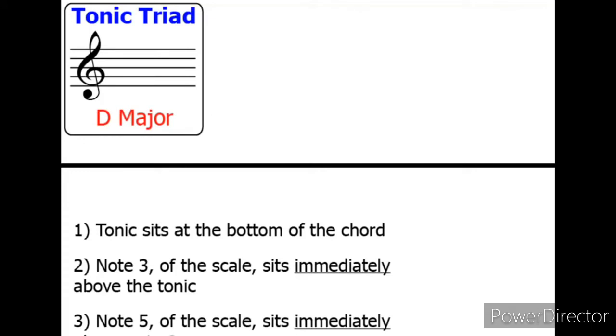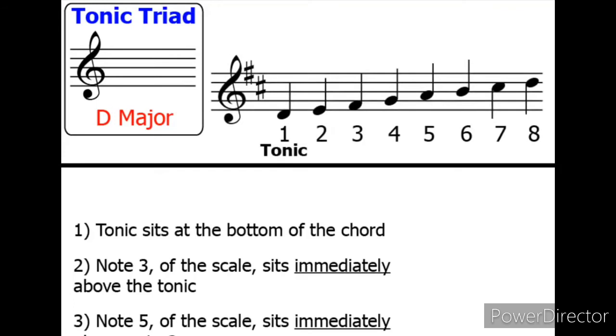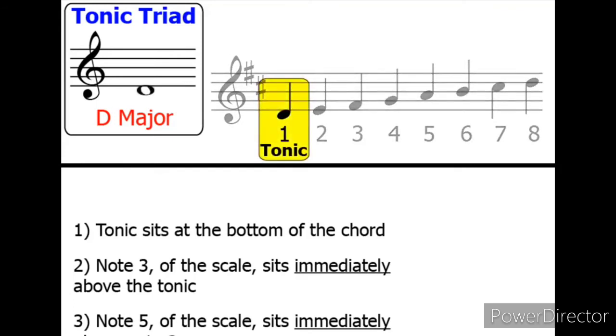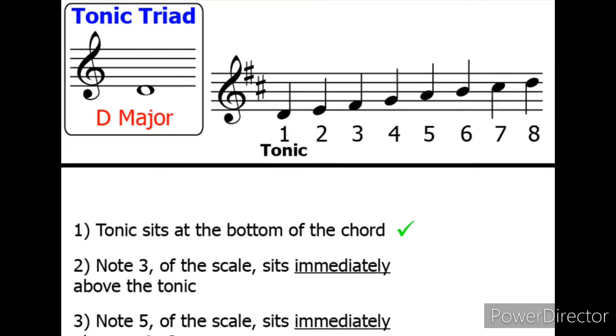Here's our scale of D major, and I've numbered each note of the scale. We take note number 1, the tonic, which is note D, and place it at the bottom of our tonic triad. Step 1 of our instructions completed. Step 2, we take note number 3 from our scale. Note number 3 is F sharp.